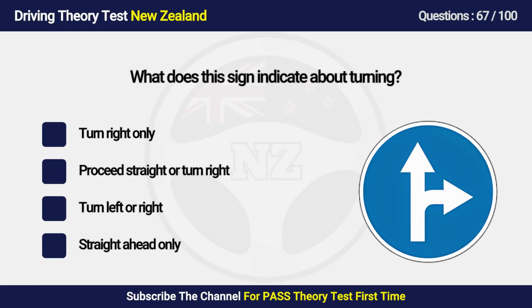Question 67. What does this sign indicate about turning? A. Turn right only. B. Proceed straight or turn right. C. Turn left or right. D. Straight ahead only.